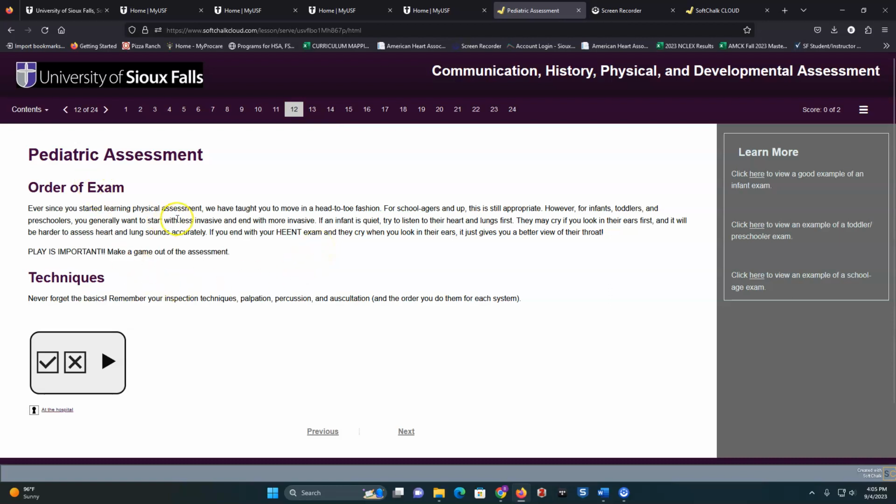Order of exam, you're so used to doing a head-to-toe exam, and you can try to do that, but oftentimes we take what we're given. And so whatever the child leads with is what we'll take. If they're quiet, we try and listen to things as possible. So listen to those heart sounds, lung sounds before the child starts screaming.